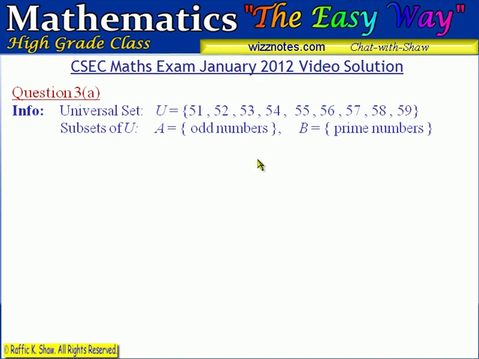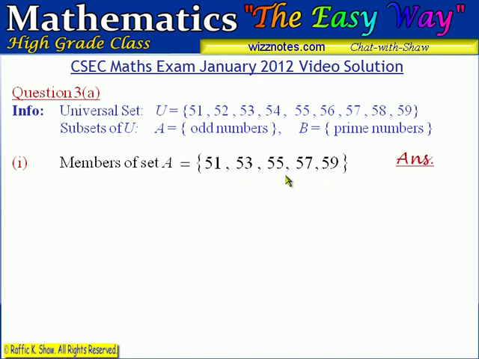And then part 1, they're asking us to list the members of set A. Now set A are the odd numbers in this universal set. And those are 51, 53, 55, 57, and 59, the odd numbers that are in the universal set. So that is set A.